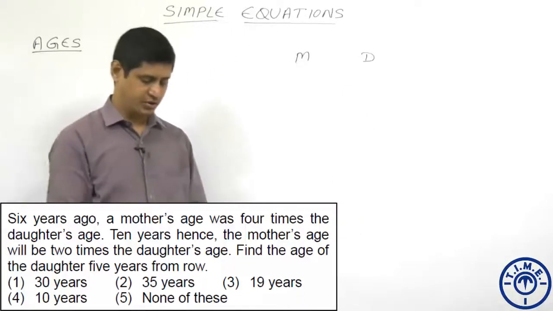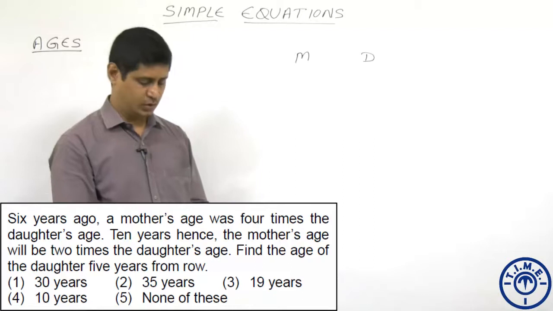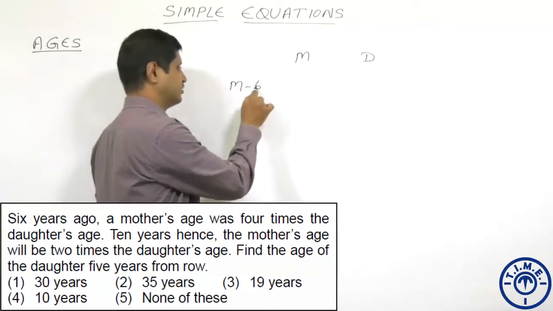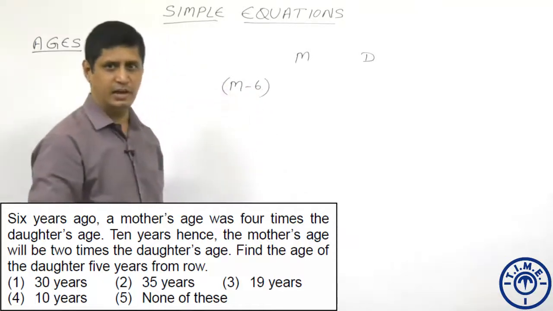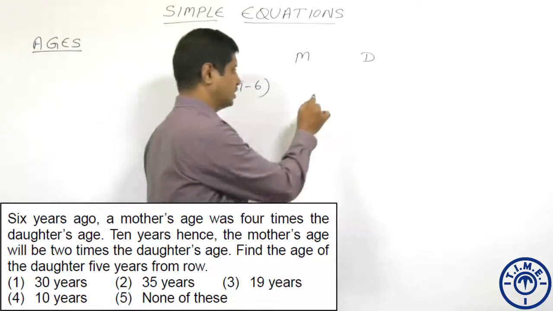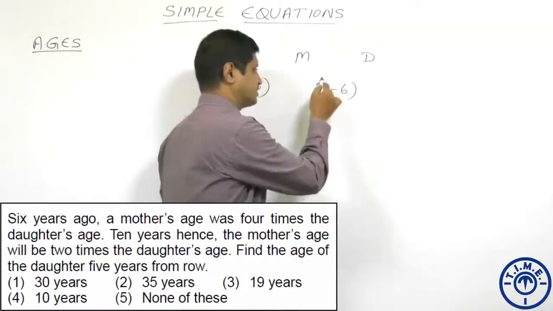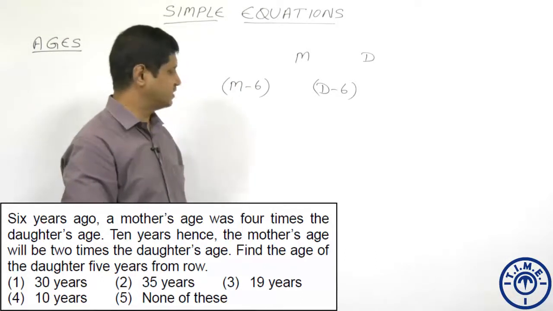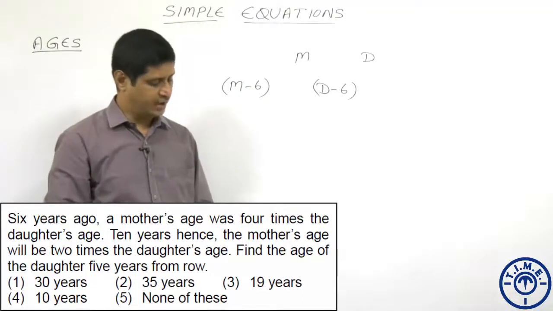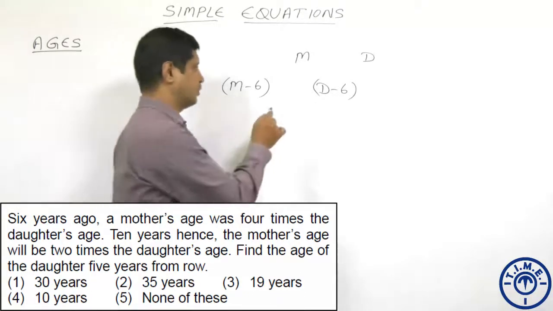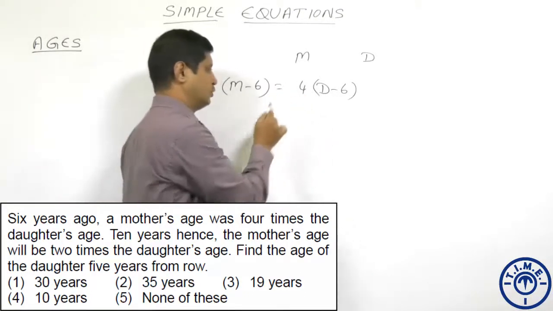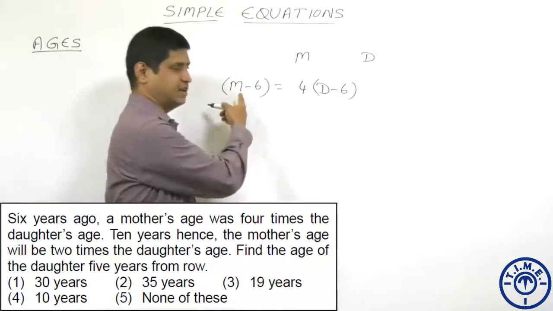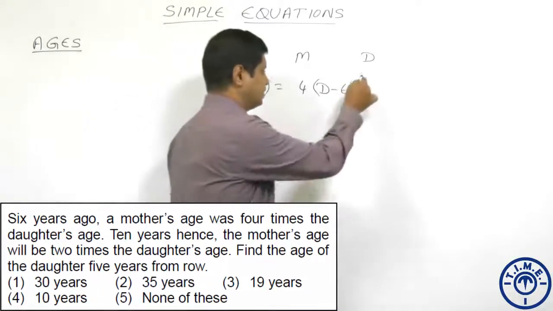What is condition 1? 6 years ago means the age of the mother 6 years ago was M minus 6. What about the daughter? D minus 6. Now what is the relation? How are these two values related? 6 years ago, the mother's age was 4 times the daughter's age. 4 times means the value of the daughter multiplied by 4 is equal to the mother's age at that time.